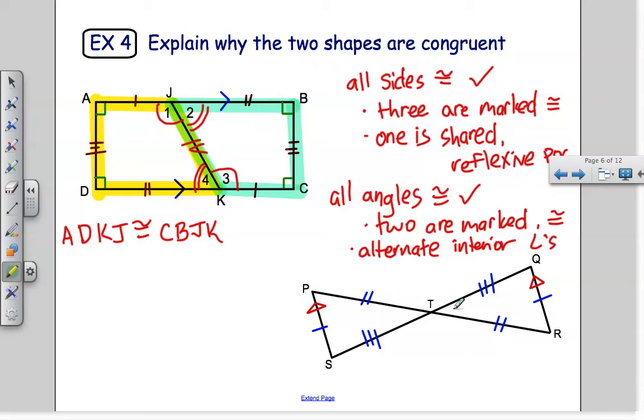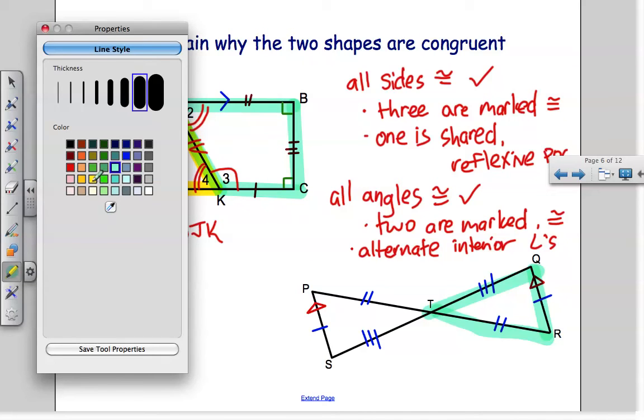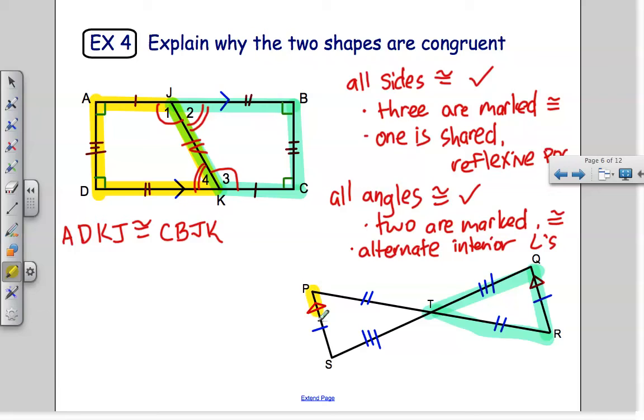Alright, next example. Why are these 2, in this case, triangles congruent? So I'm looking at this triangle here compared to this triangle here. Why are they congruent? Well, again, ask yourself 2 things. Are all the sides congruent? 1 tick mark, 1 tick mark, 2 tick marks, 2 tick marks, 3 tick marks, 3 tick marks. Yes. And the reason why, they're all marked congruent. That was easy.